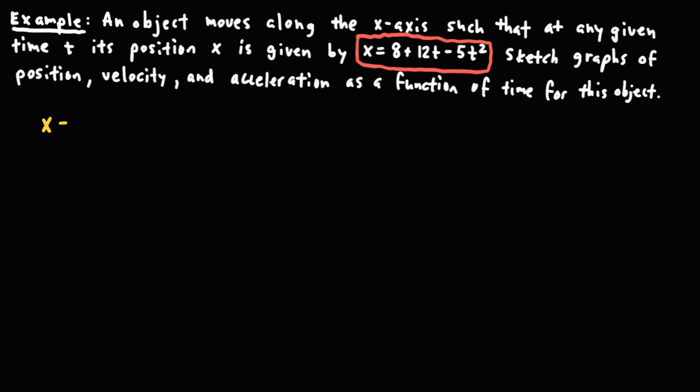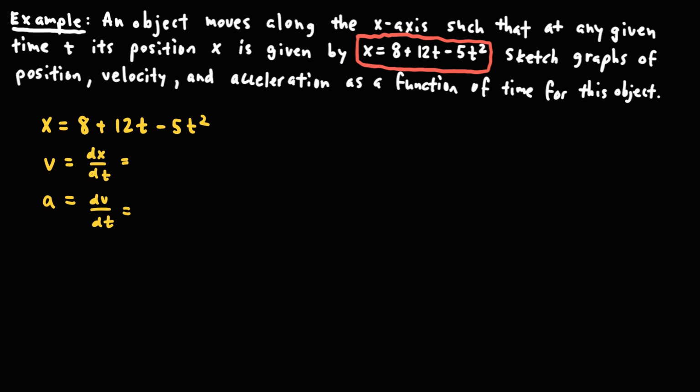In order to do this problem, I'm going to need the function that they gave me, this position time function, which is 8 plus 12t minus 5t squared. But I'll probably also need the functions that describe the velocity and acceleration as a function of time. So I'll need the velocity and acceleration equations as well. And I know that these three quantities are linked by their derivatives. So velocity is the derivative of position, and acceleration is the derivative of velocity.